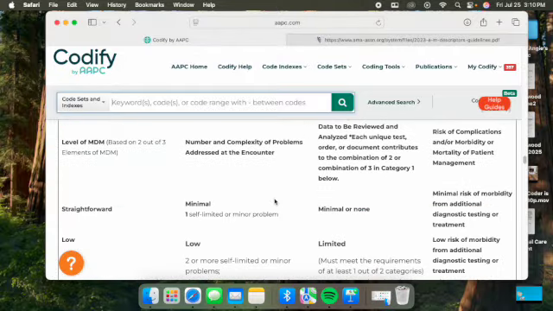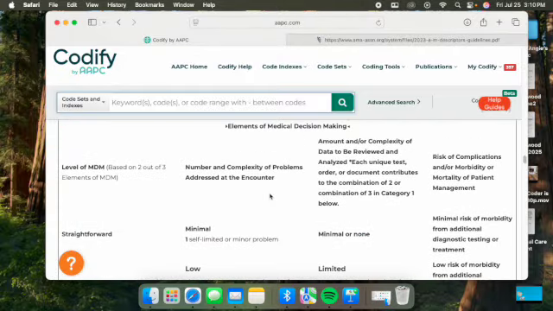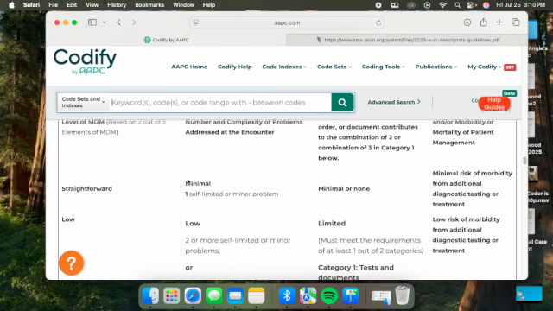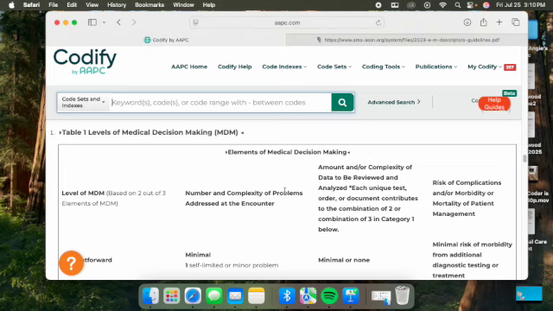There is a nice little MDM table, and I recommend that you have a copy of this at your fingertips at all times when you are auditing or coding E&M services. This is the medical decision making chart, and it basically tells you how to do the medical decision making. As you're probably well aware, you can level based on time or MDM, whichever one works best for the provider, considering that they documented them both.